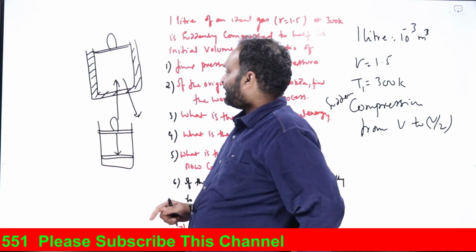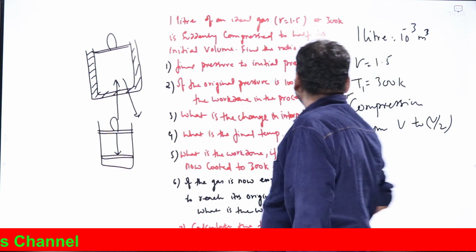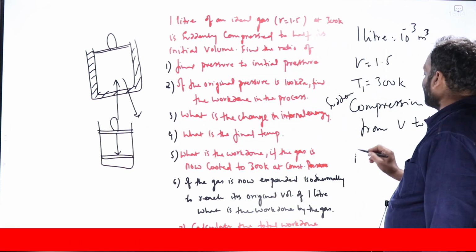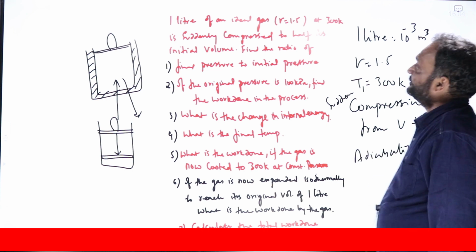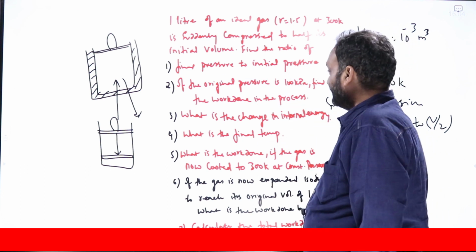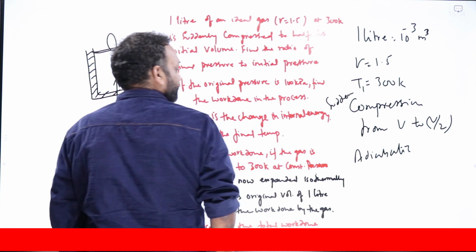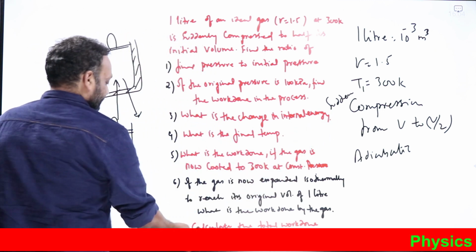Right. So he said suddenly compressed, and what does that mean? Sudden compression is adiabatic compression. So sudden compression means adiabatically it is compressed. This is the hint we get to find the ratio of final pressure to initial pressure when the volume is compressed. Now that is the first question. Now how do we proceed?